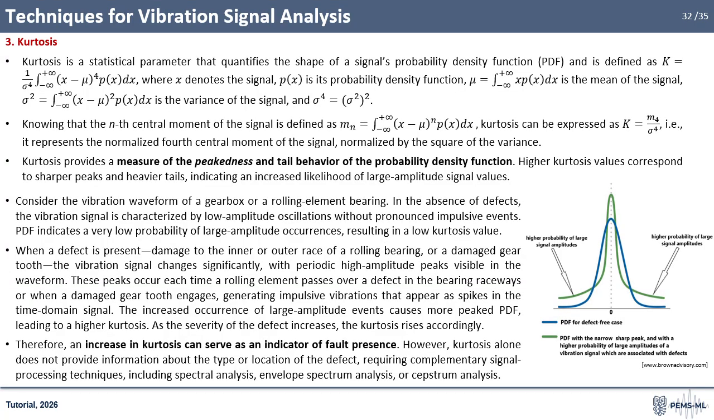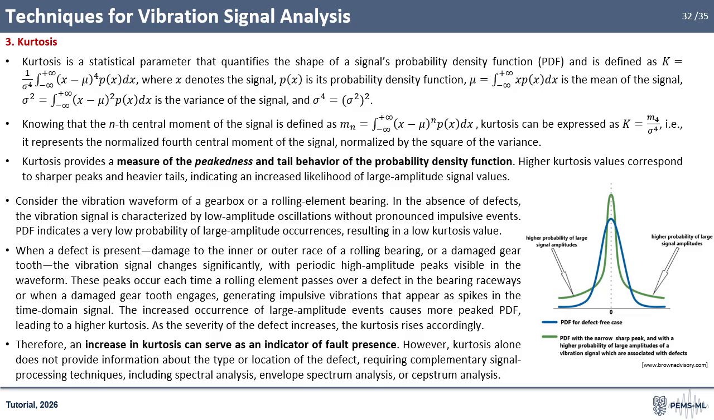The next commonly used technique in vibration analysis is kurtosis. Kurtosis measures the peakedness and tail behavior of a vibration signal's probability density function. Higher values indicate sharper peaks and a higher likelihood of large amplitude events. For example, the vibration of a gearbox or rolling element bearing without defects shows low amplitude oscillations and no pronounced impulses, resulting in a low kurtosis value.